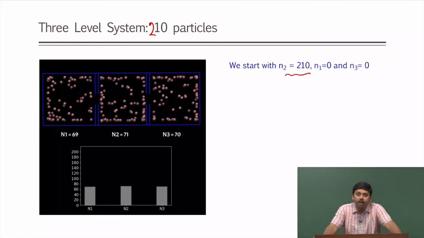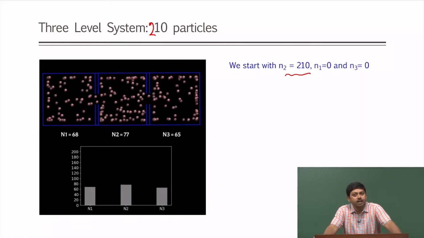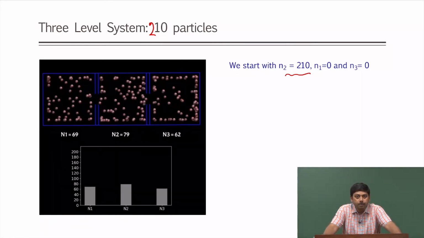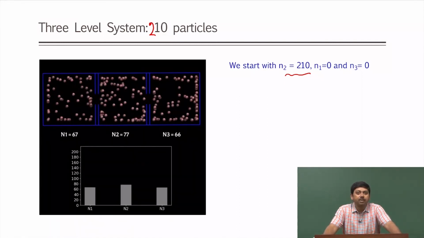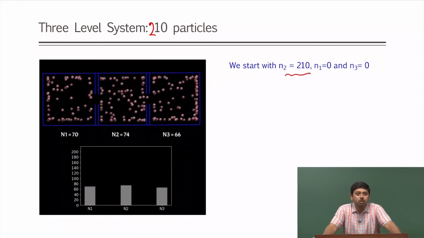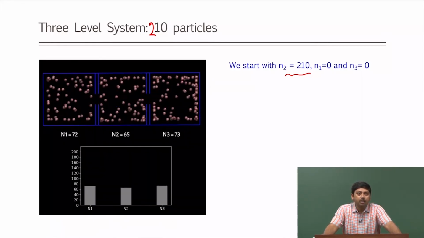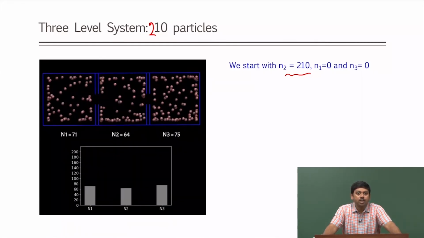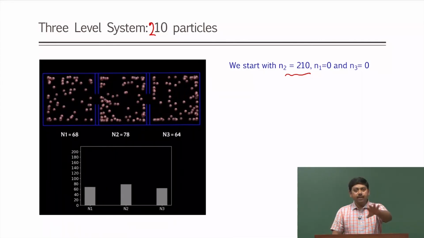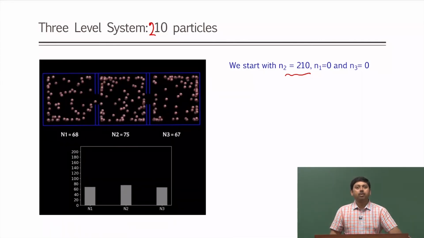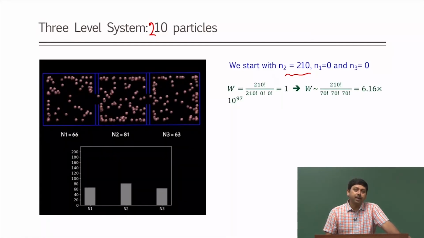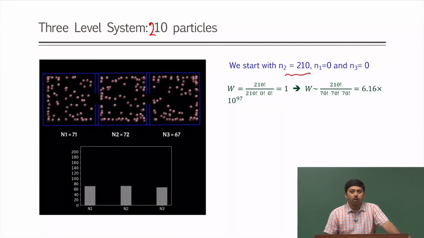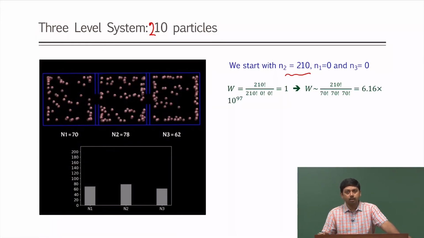However, if you are like a free particle who has no free will, then naturally you will be found everywhere else, because that is what is more probable. And you can see all the 3 boxes now have similar values. At the end, when equilibrium is reached, all of them will have similar values. The reason is that there is an overwhelming number of possibilities when the particles distribute equally in 3 boxes.